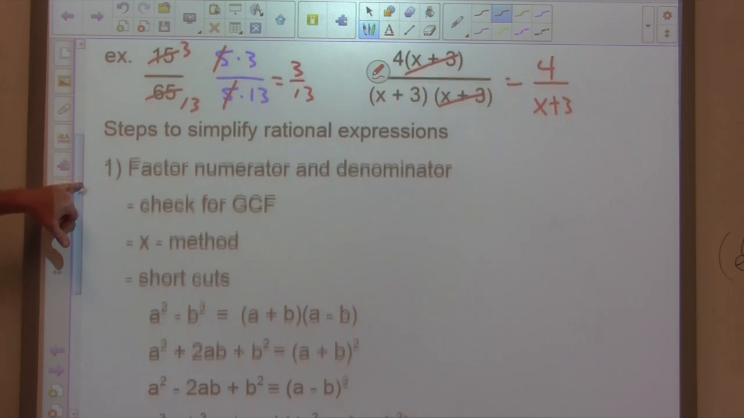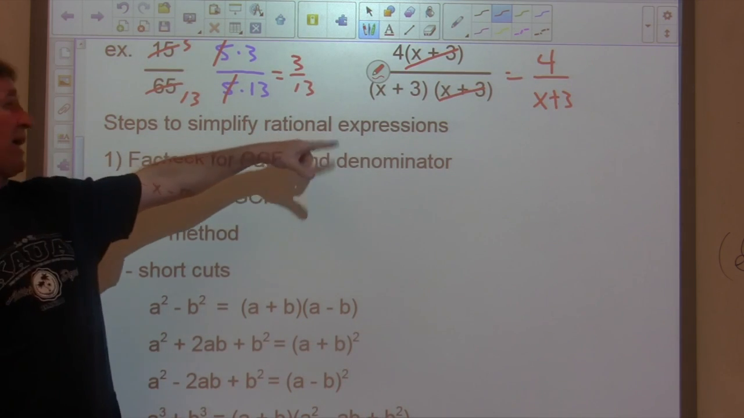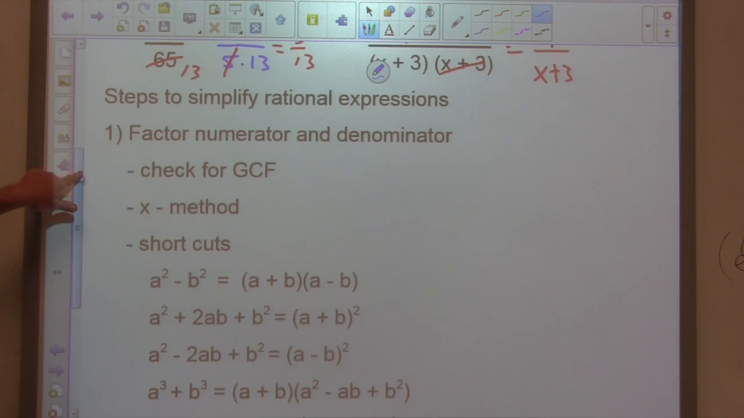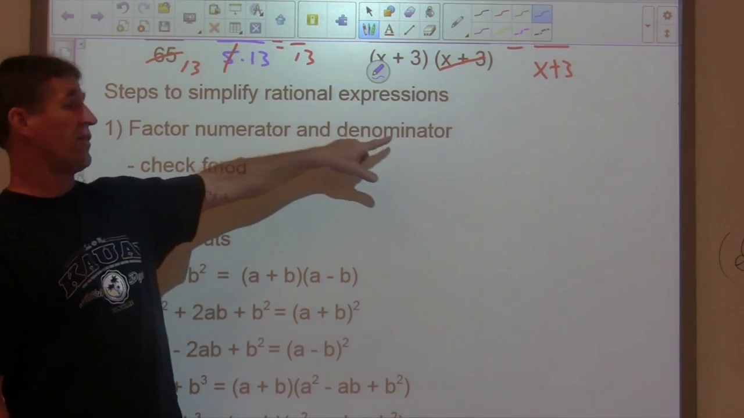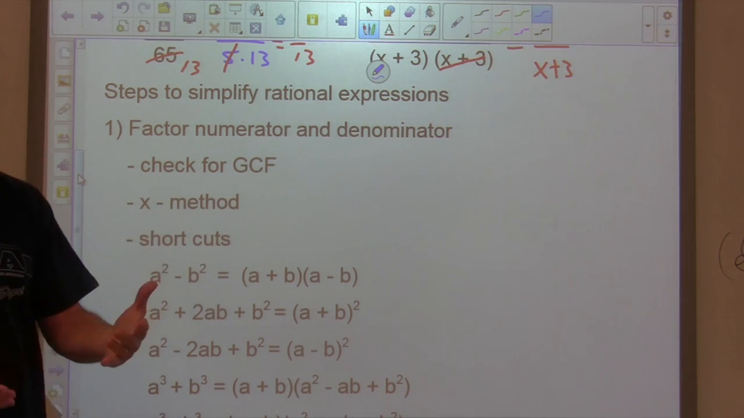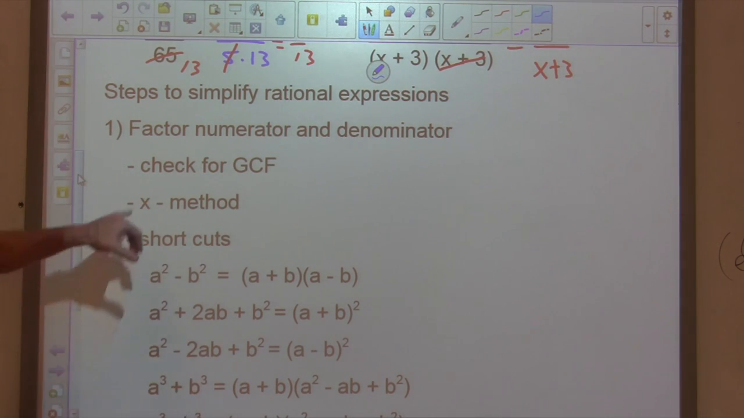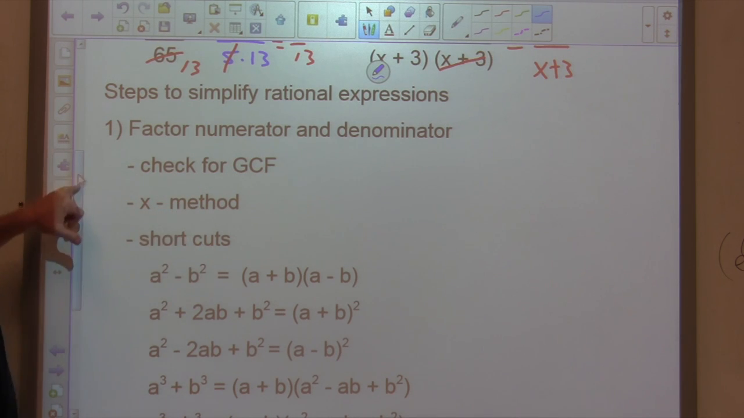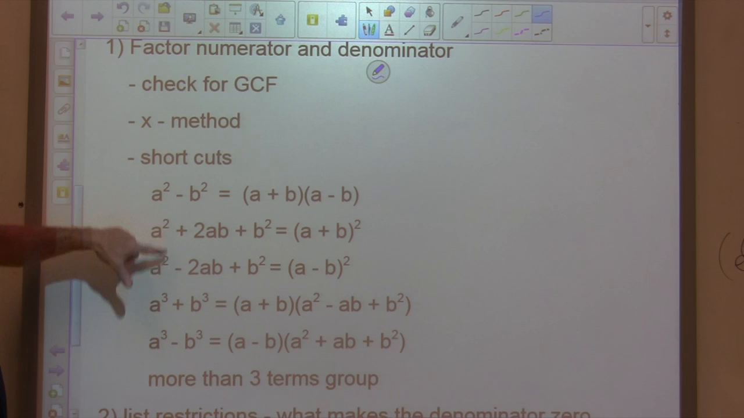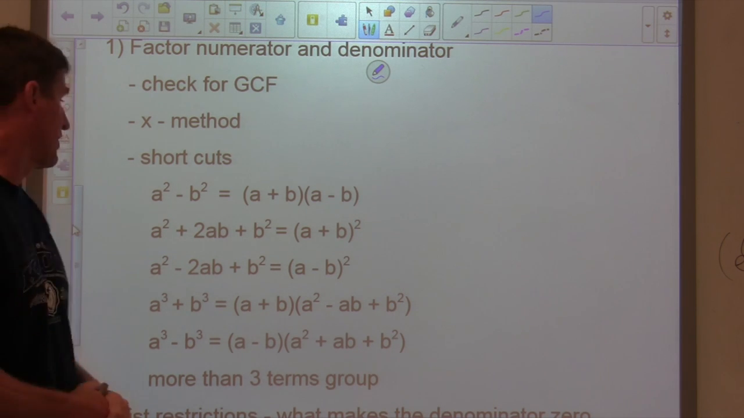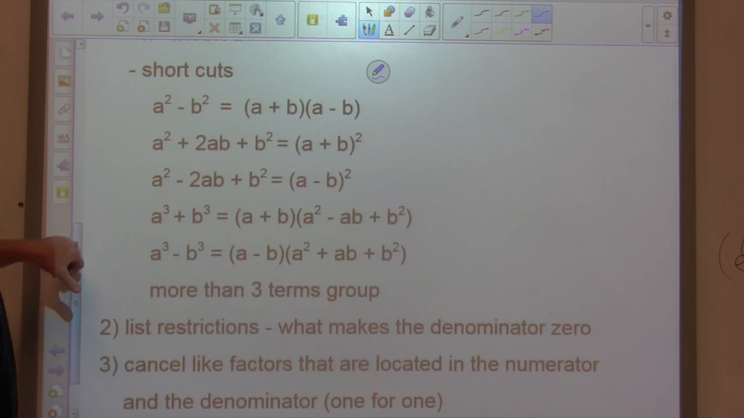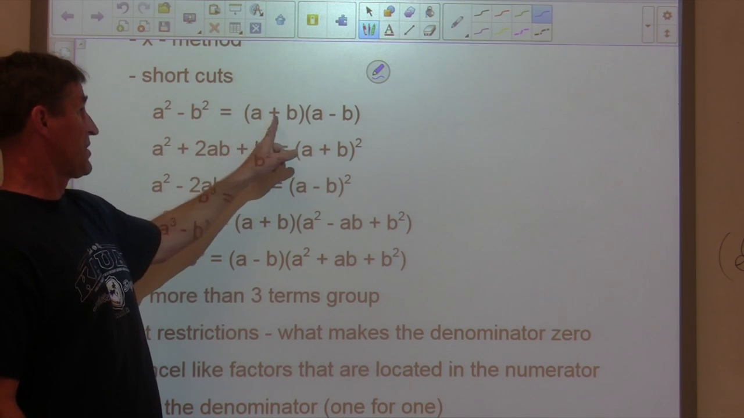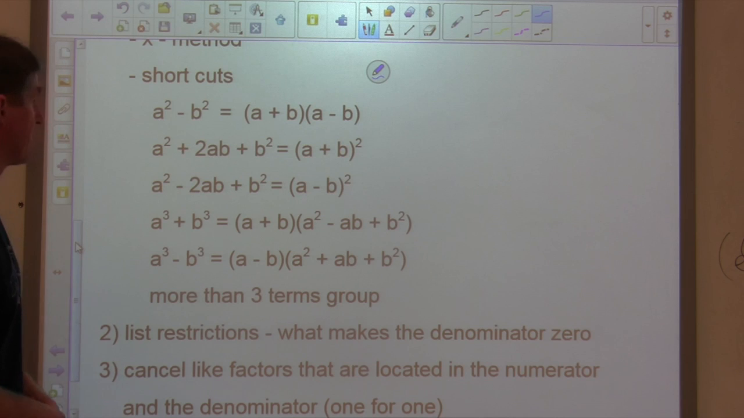So, steps to simplifying rational expressions. First of all, you want to factor the numerator and denominator. Now, remember, to factor polynomials, we check for greatest common factor. We can use the x method, or we can use the shortcuts that you've had before. We did these earlier in the year. So, remember the shortcuts, a squared minus b squared is the difference of two squares. That factors into a plus b and a minus b.